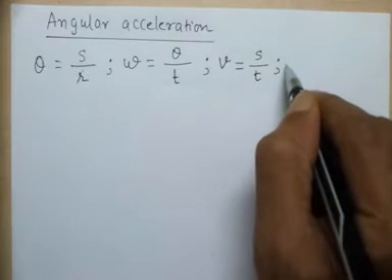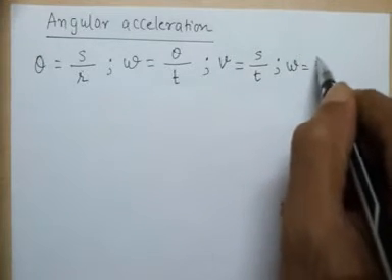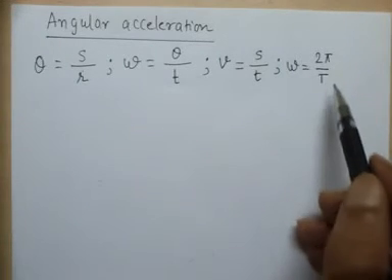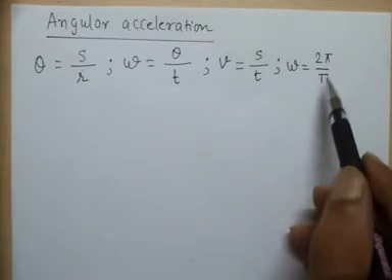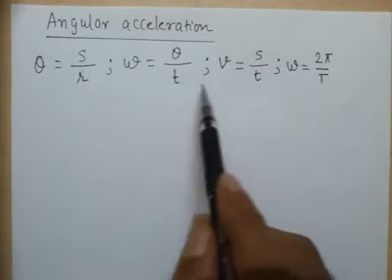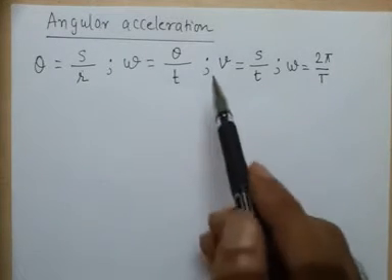And yes, we have looked at omega is equal to 2 pi by t. This is the angular velocity for one complete revolution, where 2 pi is 2 pi radians and t is the time period. With this background, we'll now look at angular acceleration in this video.